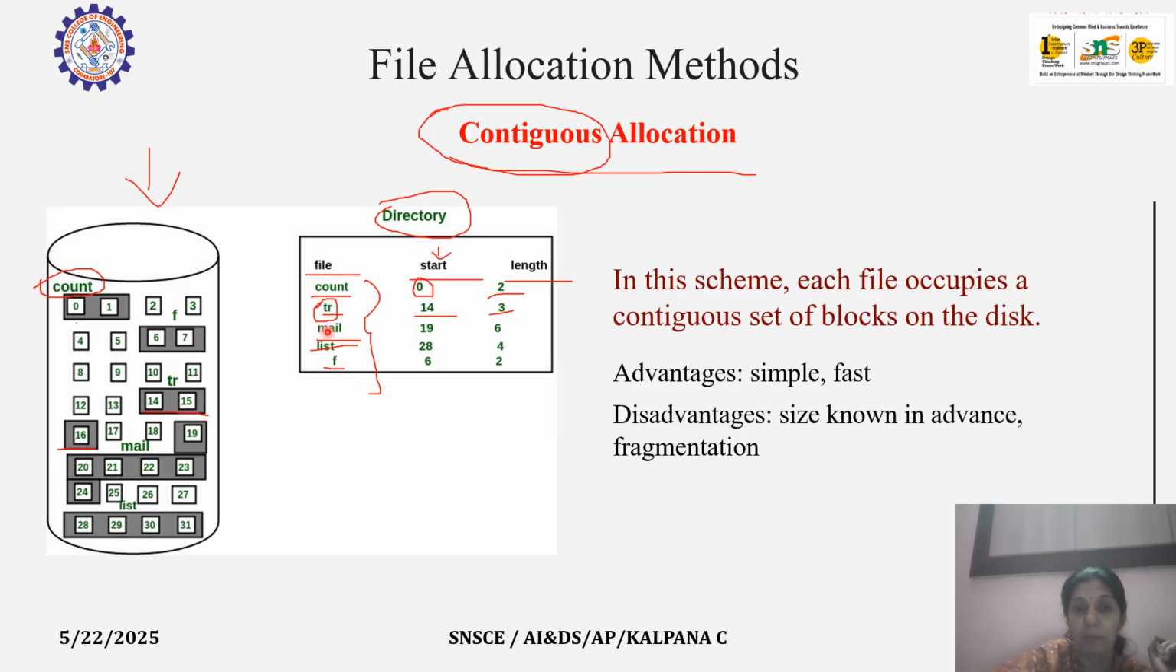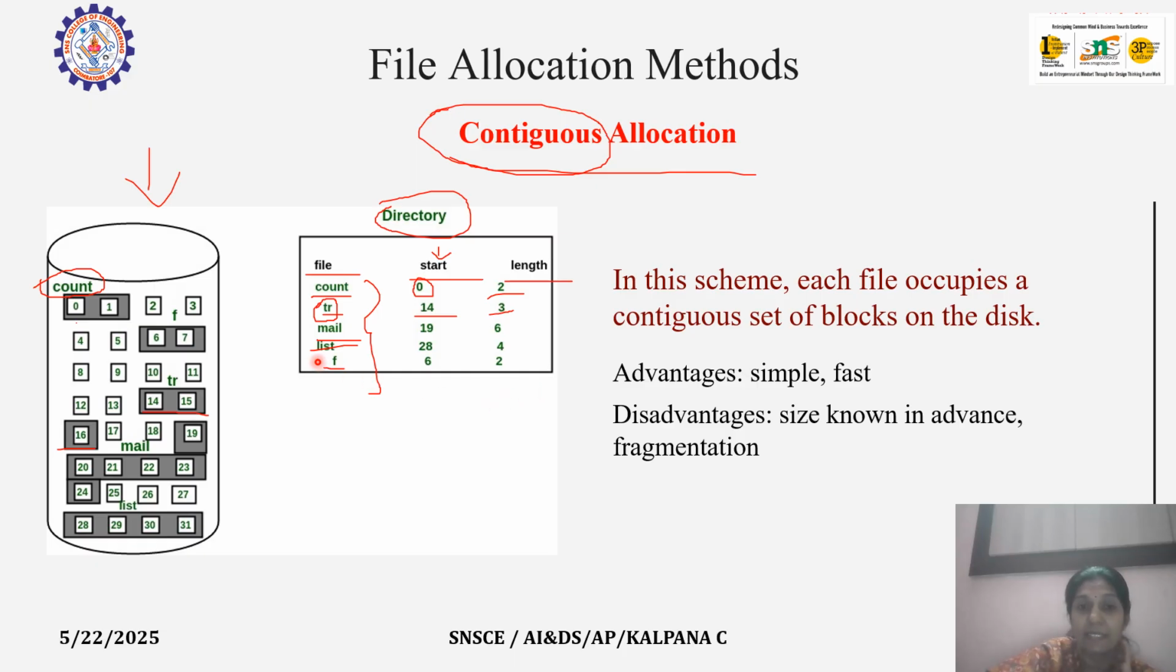The same way for mail, the third file. Here the starting address is 19 and the length is 6. So this mail should start from the 19th block: 19, 20, 21, 22, 23, 24. Here we are allocating in sequential, contiguous manner, one after another. We are not allocating it randomly or scatteredly. That's how we got the name contiguous allocation, that is, in continuous manner.